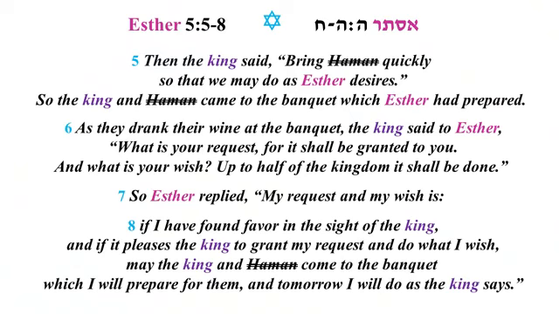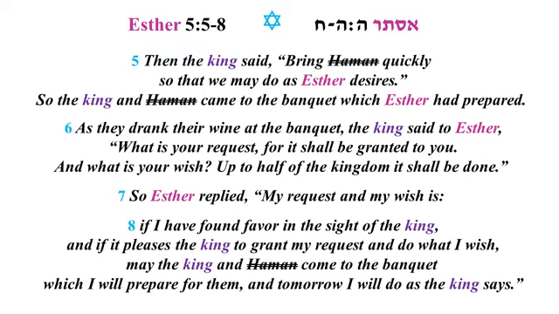And she's requested he comes to a banquet that they have prepared. Then the king said, "Bring Haman quickly, that we may do as Esther desires." So the king and Haman came to the banquet which Esther had prepared. By the way, here's another banquet. How many banquets have we had so far?